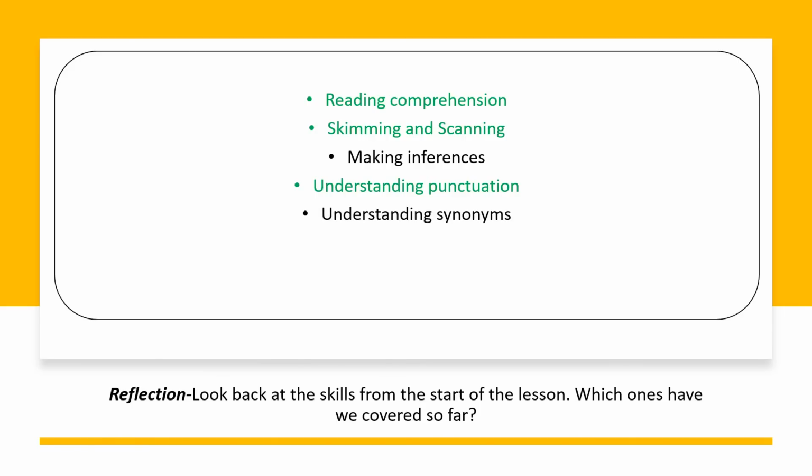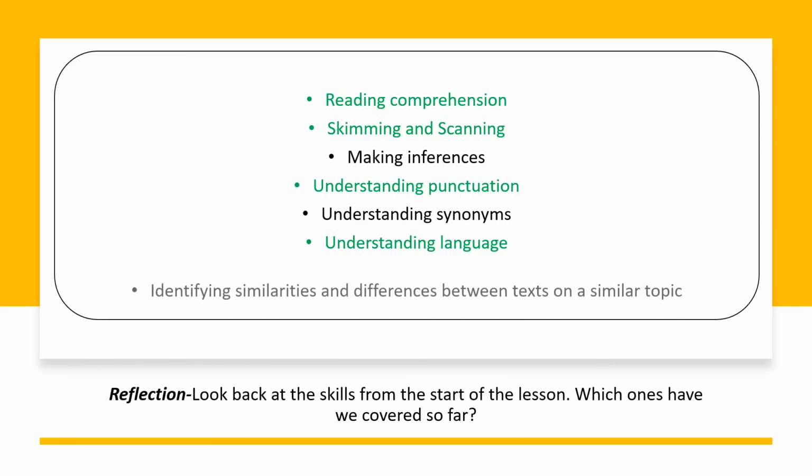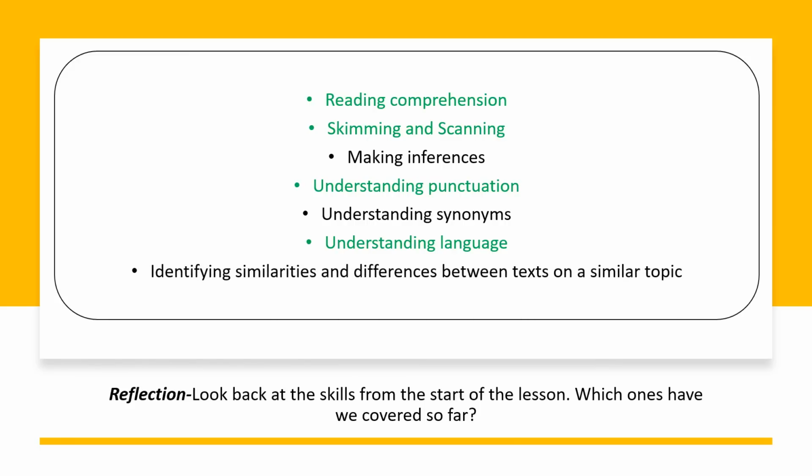Understanding synonyms. Haven't really touched on that at the moment. Understanding language. So we've understood what certain words mean. We've also started to think about language techniques. And identifying similarities and differences between texts on a similar topic. We're not going to be able to do that until we start looking at source B, which will be in our next lesson.